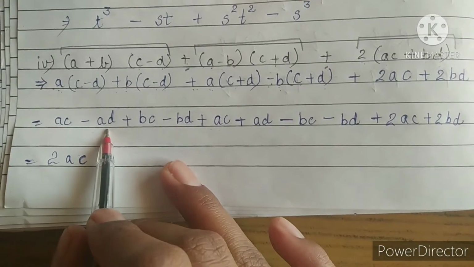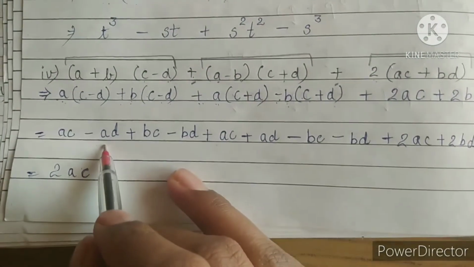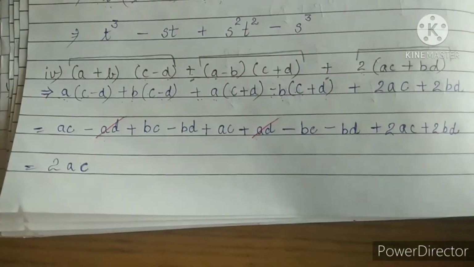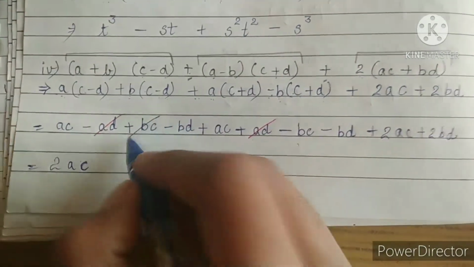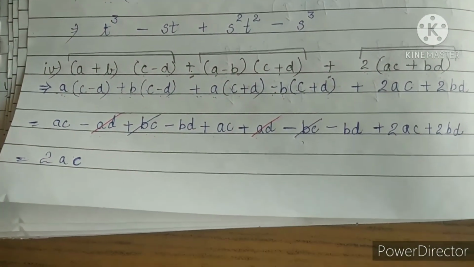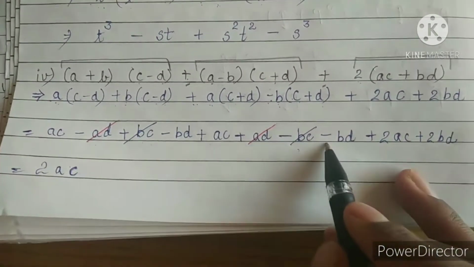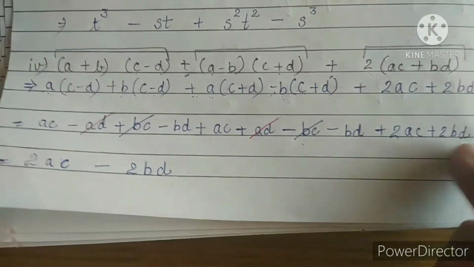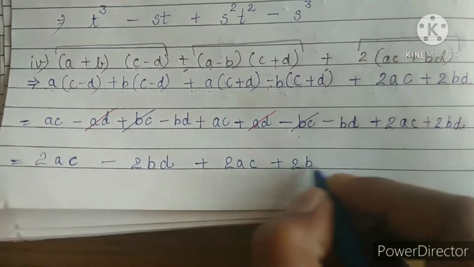Okay, now you can see minus AD. We will search for the AD term. Okay, here BC, BD, AC, AD. Here AD is in the minus, but here it is positive, so we can cut them. Okay, now this positive BC will cut with negative BC. Now here we have minus BD minus BD, so they will give us minus 2BD. The last two terms as it is will come here, 2AC plus 2BD.